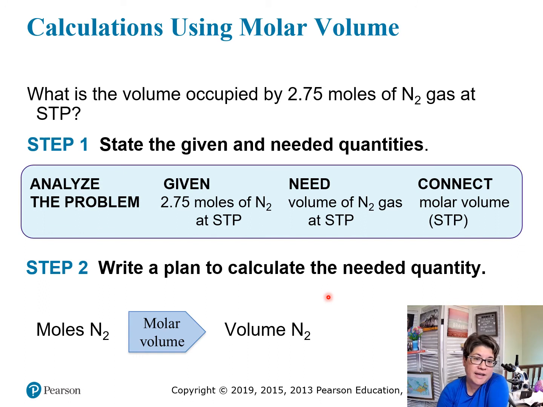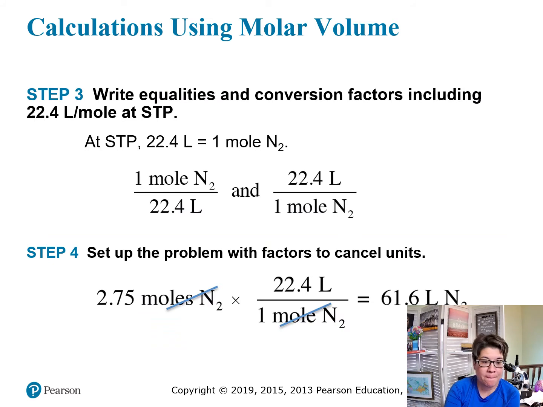So if we had 2.75 moles of N2 gas, how much space would that take up? Let's see what that would look like. We're going to start with moles of N2, and then we're going to use our mole to volume conversion factor that we just found to find out what the volume would be. Okay, so here is our conversion factor. We're going to start with 2.75 moles of N2, and then we're going to use this conversion factor so that our moles cancel. That means that we're going to have 61.6 liters of N2 at STP.